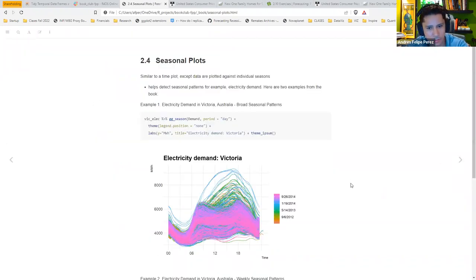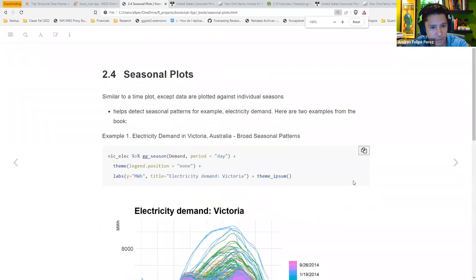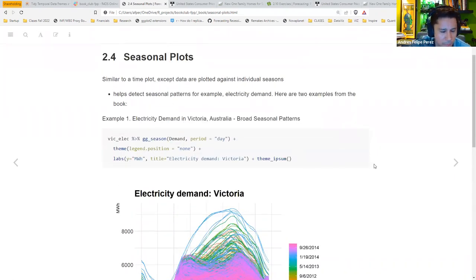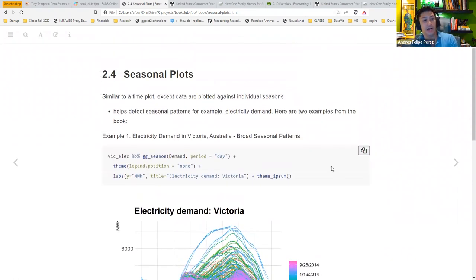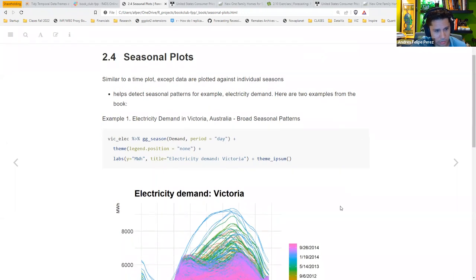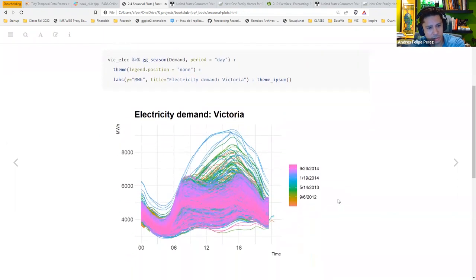All right, so let's talk about how to see these phenomena. Again, the book has some data sets that I use for these slides, and one of them is electricity demand in Victoria, in Australia. So this is a chart.